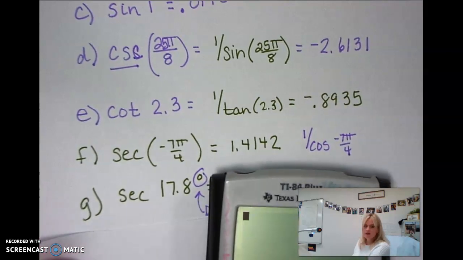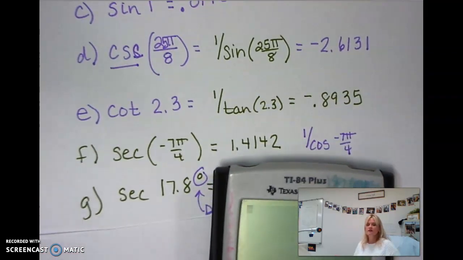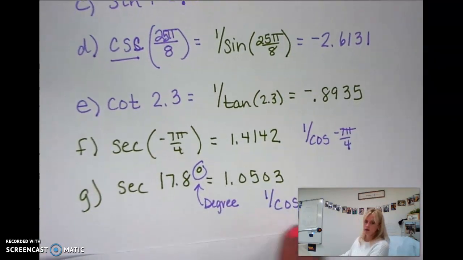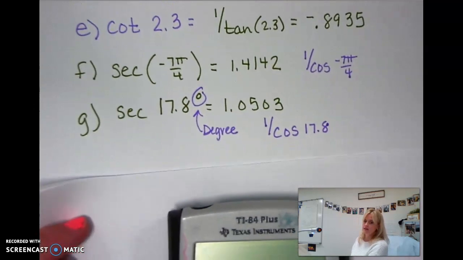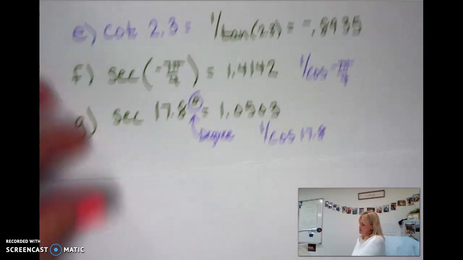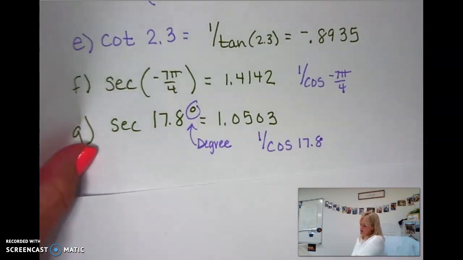Alright, here's another one. This time, make sure you are in degree mode. Once you've changed your mode, again, pause the video if you need to and practice typing these in. I know you can just watch the notes, but it is more important to understand how to use your calculator at this time. You should enter it in as 1 over the cosine of 17.8, and when you do that, you get 1.050.